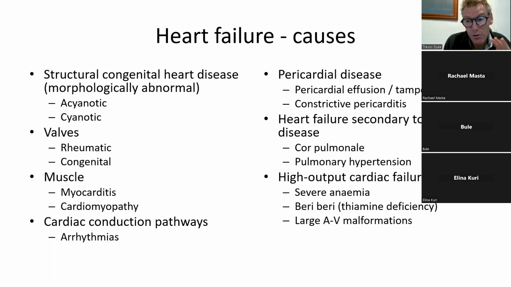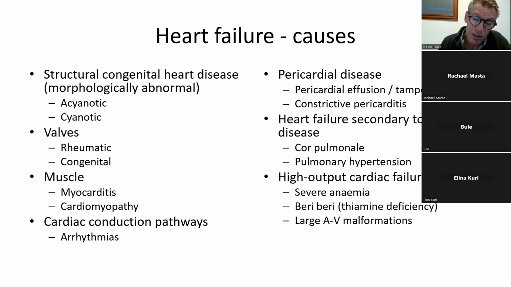There are many different frameworks, but this is the one I use because it makes sense to me: what are the parts of the heart and what can go wrong? I find it easier to think about. The first thing is that the heart can be normally formed or not normally formed. So the first type of heart failure causes are structural congenital heart disease. That can be broken up into cyanotic and acyanotic. Today we're going to talk about acyanotic heart disease, ventricular septal defects, etc.